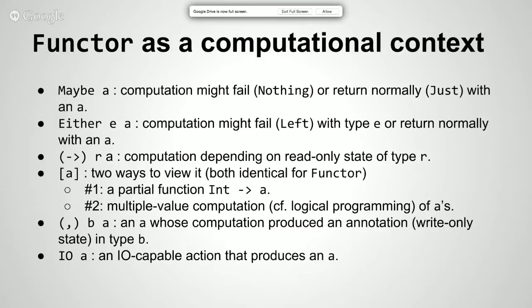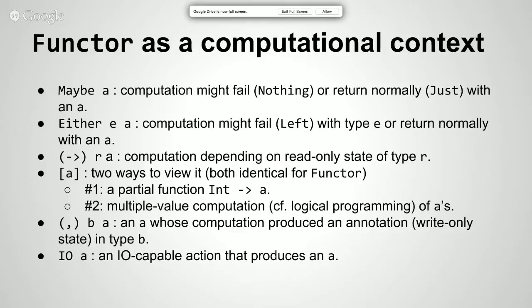So if you look at some of the functors that we know about, maybe A is a computation that might fail, and if it fails, it doesn't give any information. It just says nothing, or returns normally with an A. Either is a computation that might fail with a Left in the type E, or it could return normally, that's Right, with an A. Arrow RA is a computation depending on read-only state of type R. So there's state that's being passed in to your world, but your computations can't change it. They just depend on it.